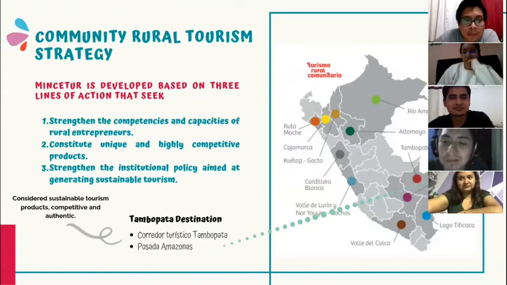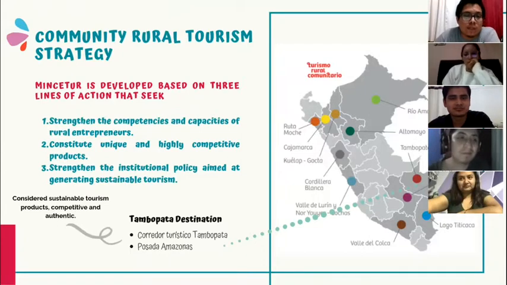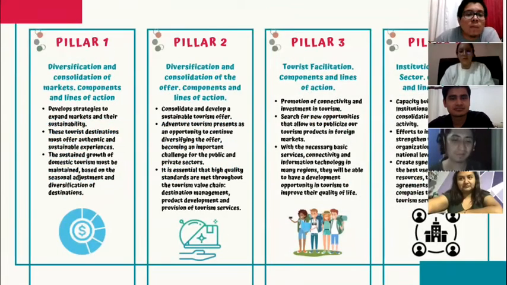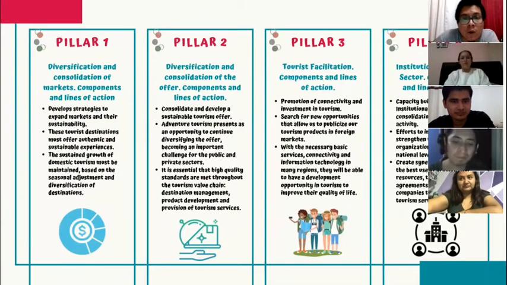In the case of Tambopata, it presents a tourist product considered sustainable, competitive, and authentic. Some examples of the destination are Corredor Turístico Tambopata and Posada Amazonas. According to PERTUR, we identify four pillars. The first pillar is the diversification and consolidation of markets. It mentions important ideas like the sustained growth of domestic tourism must be maintained, based on seasonal adjustment and certification of the destination. The second pillar is diversification and consolidation of the offer.